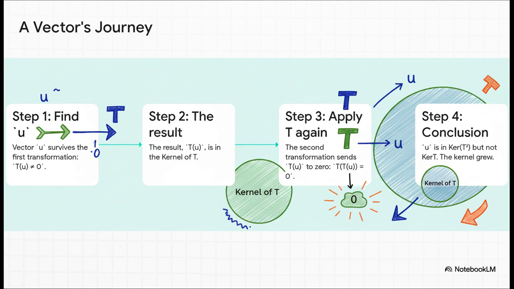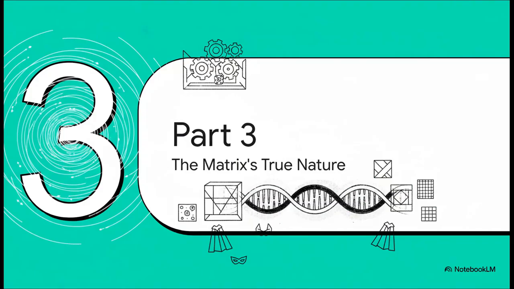And that's the whole point. The null zone got big. Okay, so we've seen that matrices are costumes, and that transformations have these hidden structures.